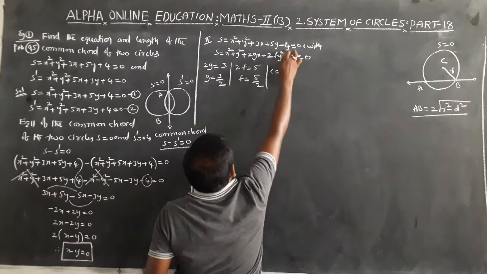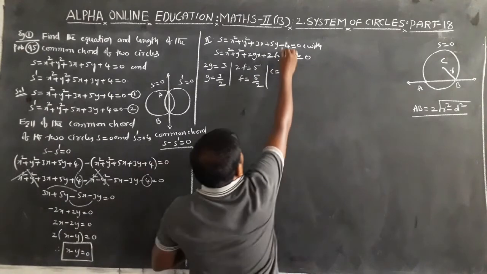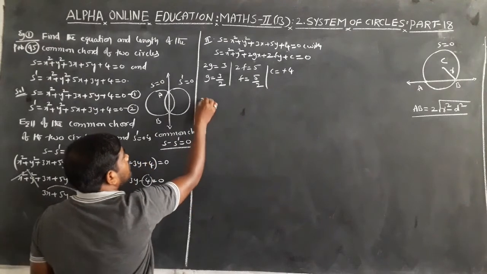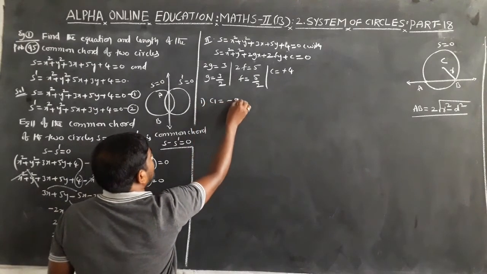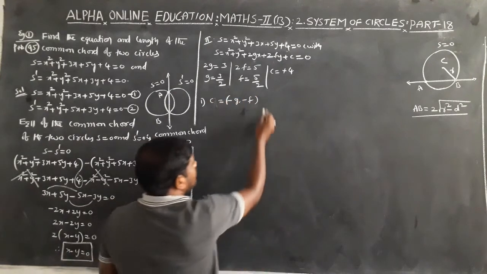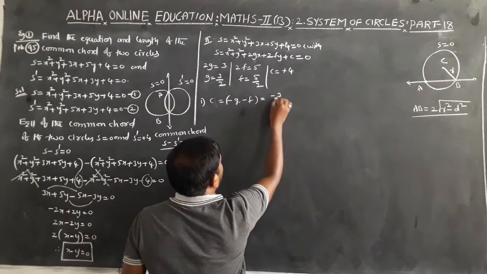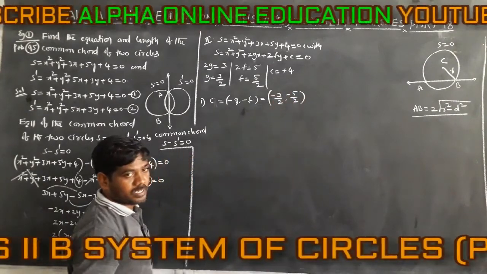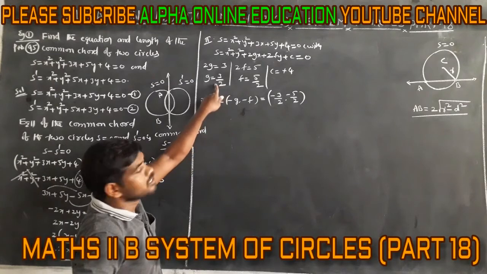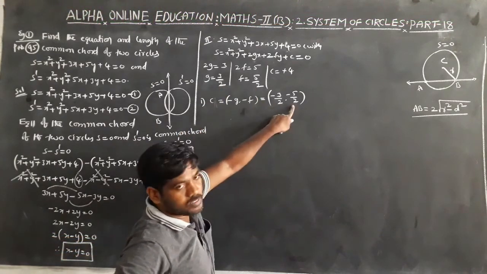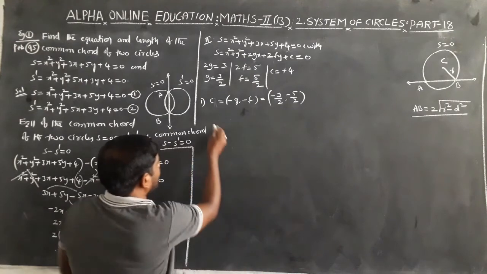Constant c is equal to 4. Find the center. Center formula: (-g, -f). Center is equal to (-3/2, -5/2). So g is equal to 3/2, and -f is equal to -5/2, so f is equal to -5/2.